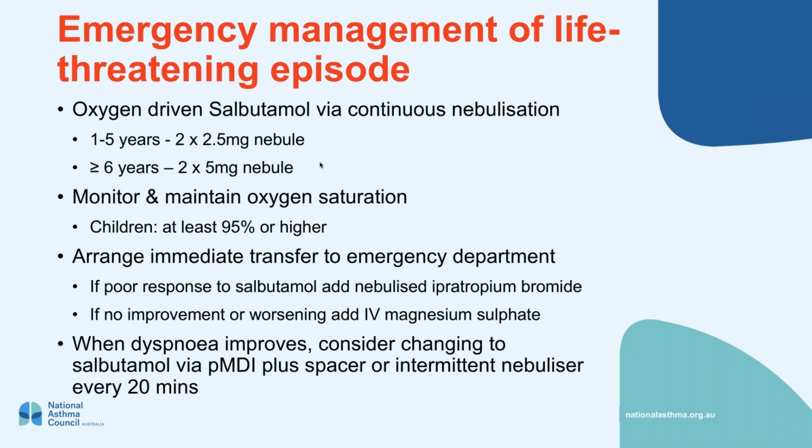Looking at the Atrovent doses, if a child is 1 to 5 years, it should be 250 micrograms, or older than 6 years, it should be 500 micrograms.